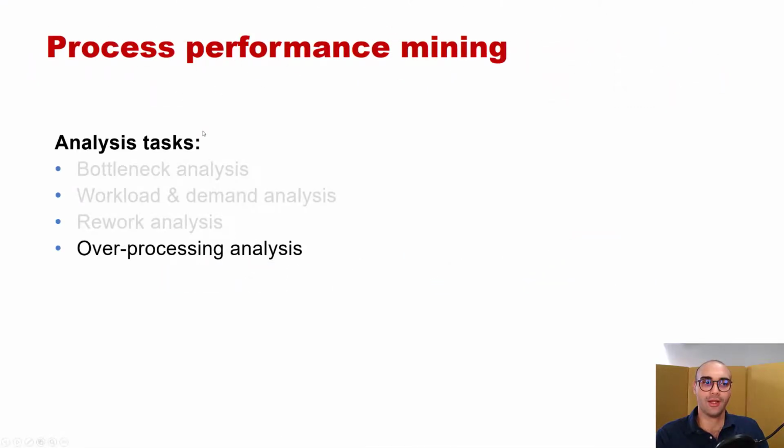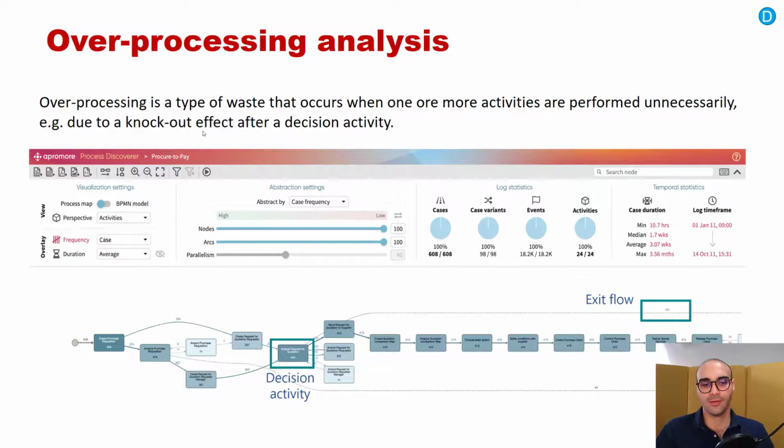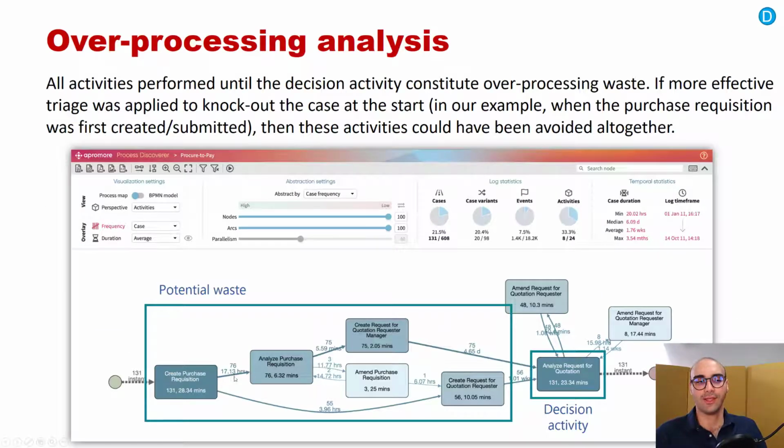The fourth analysis for the process performance mining is the over-processing analysis, where we find the activities that we execute and we should not execute. For example, in this process execution, we have some cases that exit the flow before getting accepted, so they just get rejected earlier. So the amount of work that we perform at the beginning of the case for the cases that are rejected, we have already wasted, because we have put some effort and executed some activities for those rejected cases, and they are just going to be rejected. The earlier we can perform this rejection, the less waste we will have.